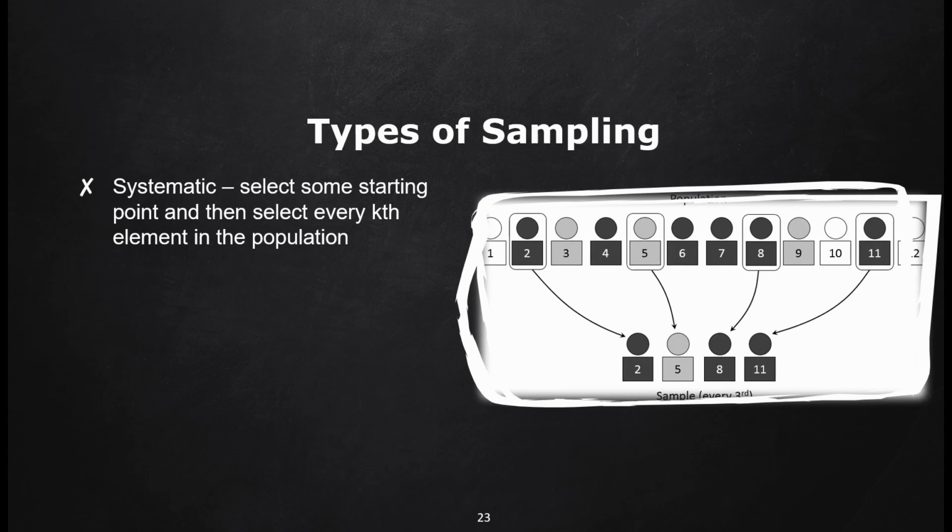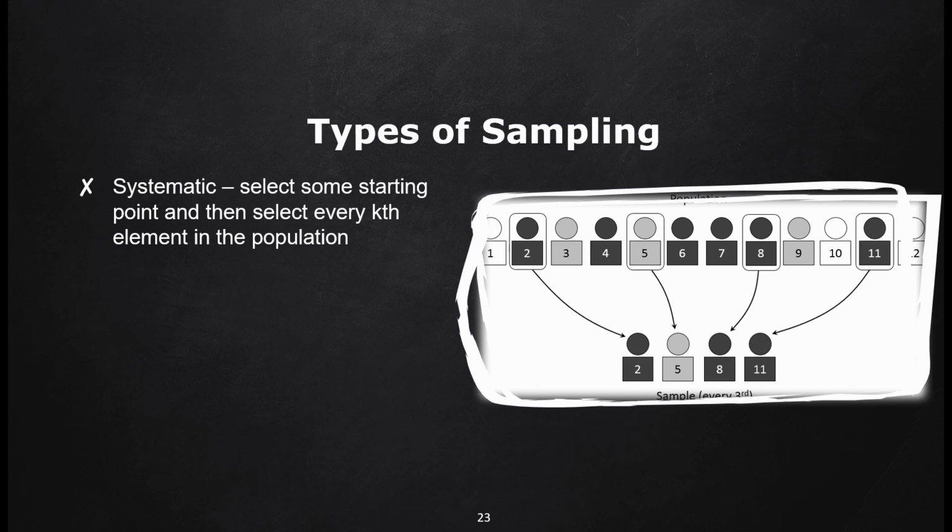Another kind of sampling is systematic. Basically, it consists of randomly selecting a starting point, and then we choose every kth element. So like in the diagram, let's say we randomly pick, okay, we're going to start at number 2, and we're going to sample every third person.